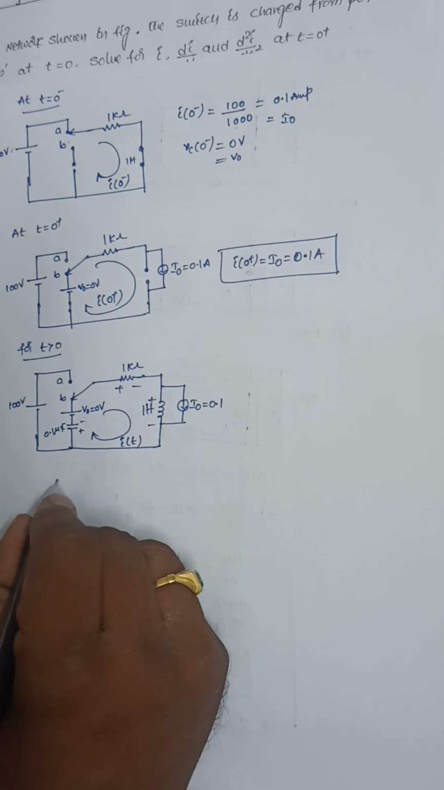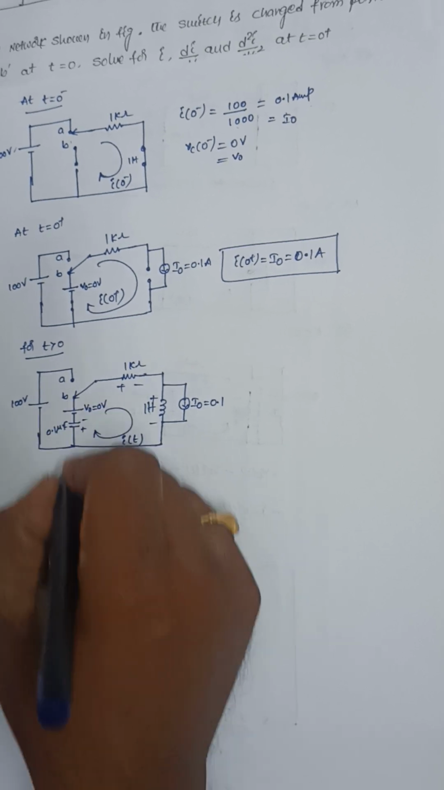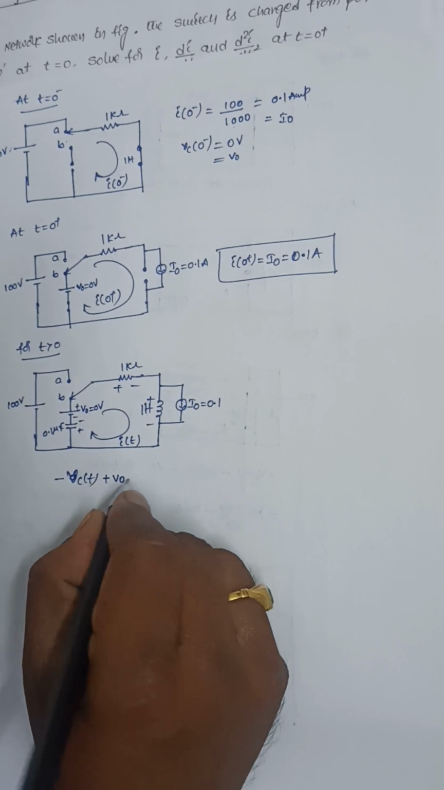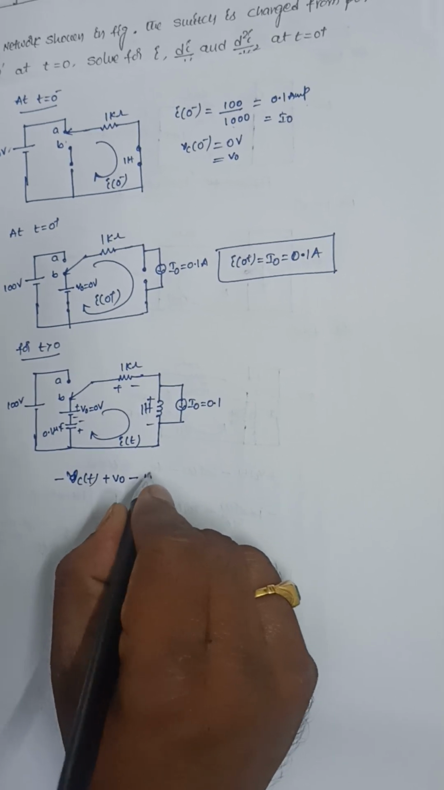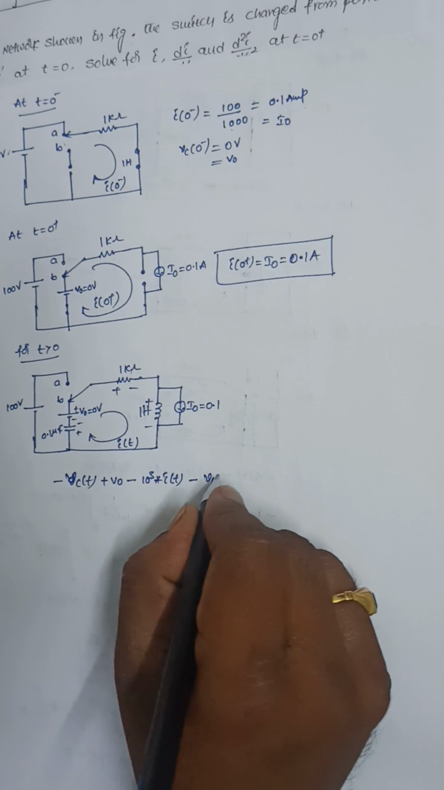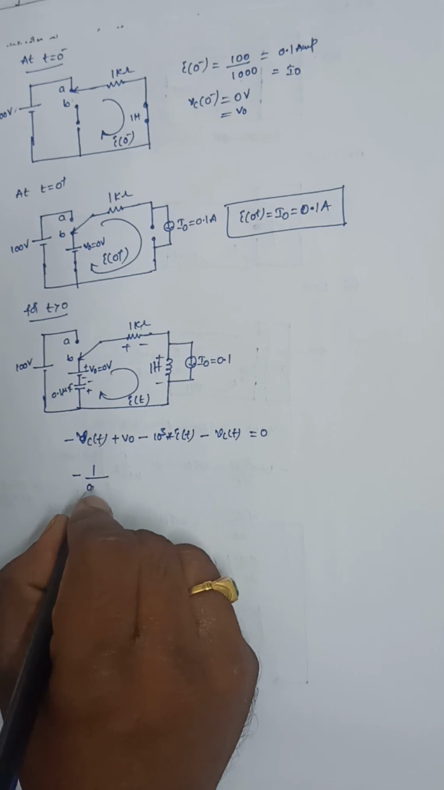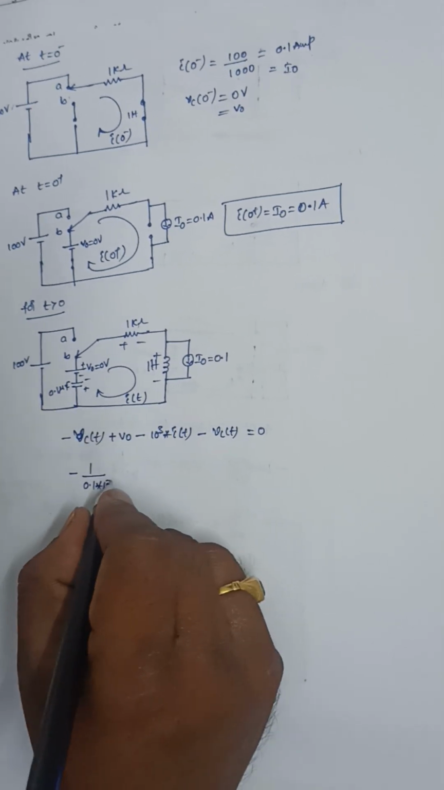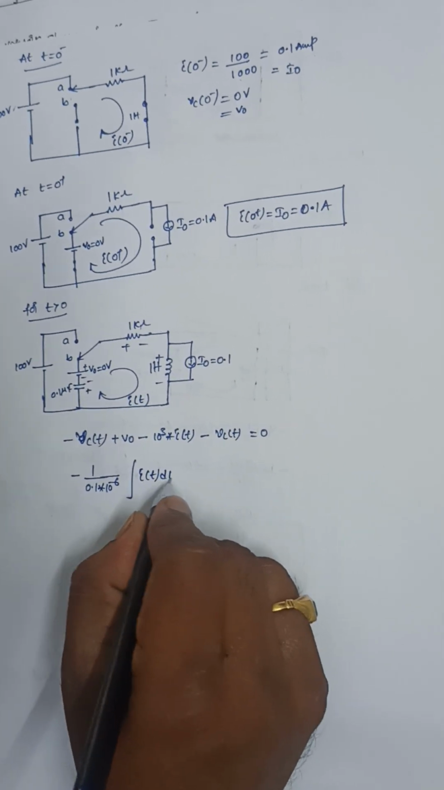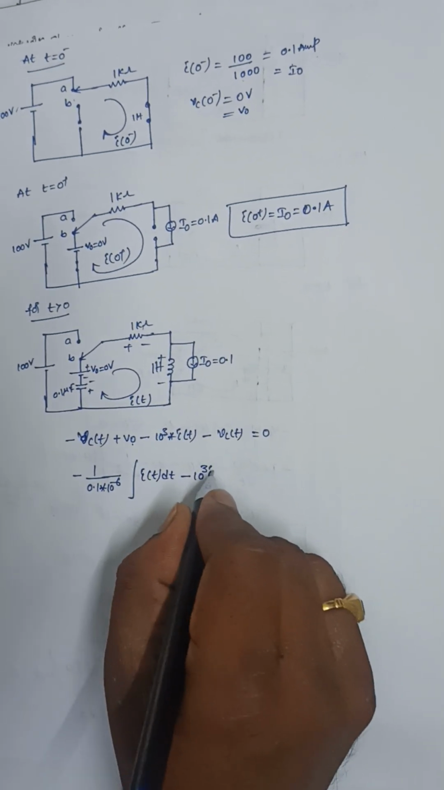If I apply the KVL, minus Vc of t, the voltage across the capacitance, which is plus V naught minus 10 power 3 into I of t. 10 power 3 is 1 kilo ohm, minus VL of t is equal to 0. Vc of t is 1 by C, where C is 0.1 microfarad, integral I of t dt. V naught is 0 volts anyway, minus 10 power 3 into I of t.